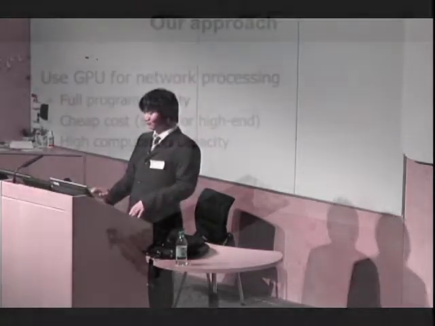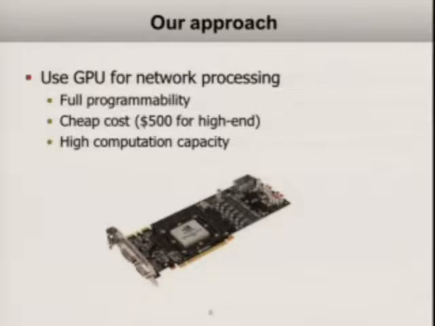For example, a 10 gigabit NetFPGA card is about $3,000, and a high-end crypto card is over $10,000. So what can you do about it? We can use GPU for network processing. It is fully programmable and very cheap. You can buy a high-end GPU for only $500, and it provides high computation capacity.